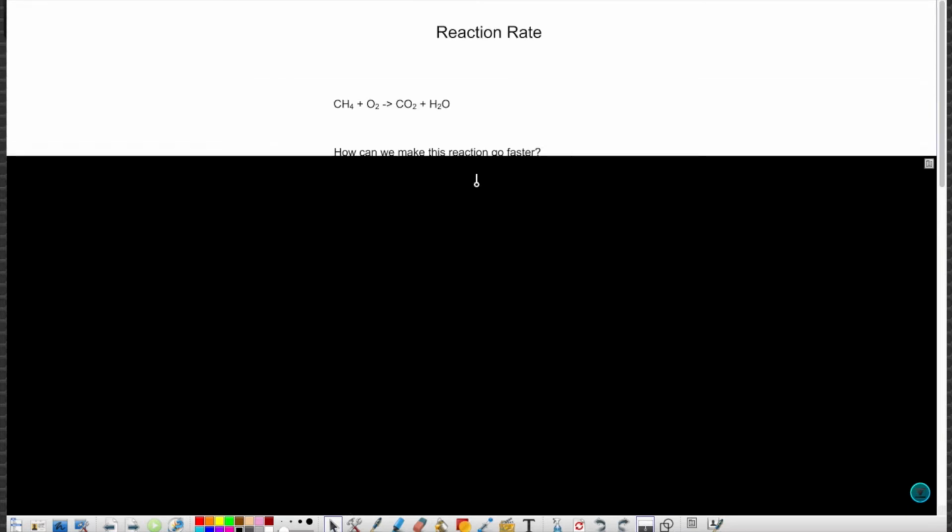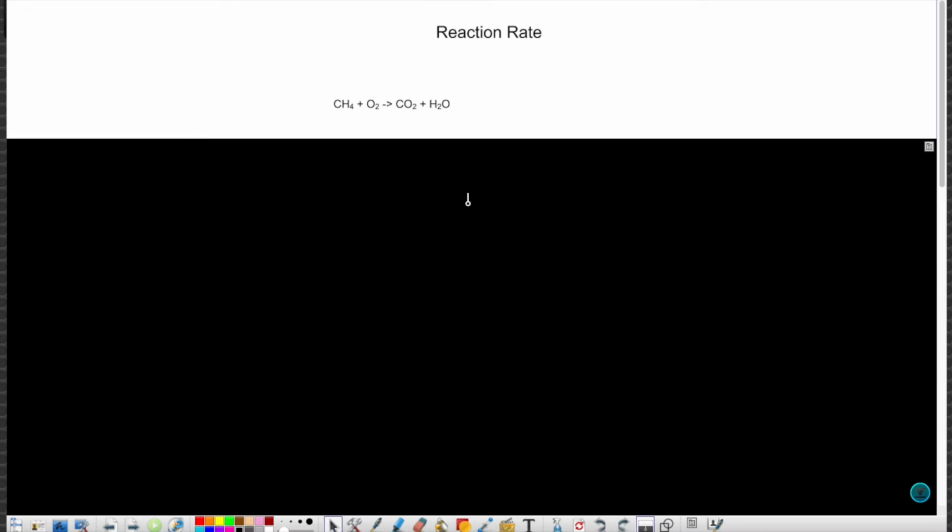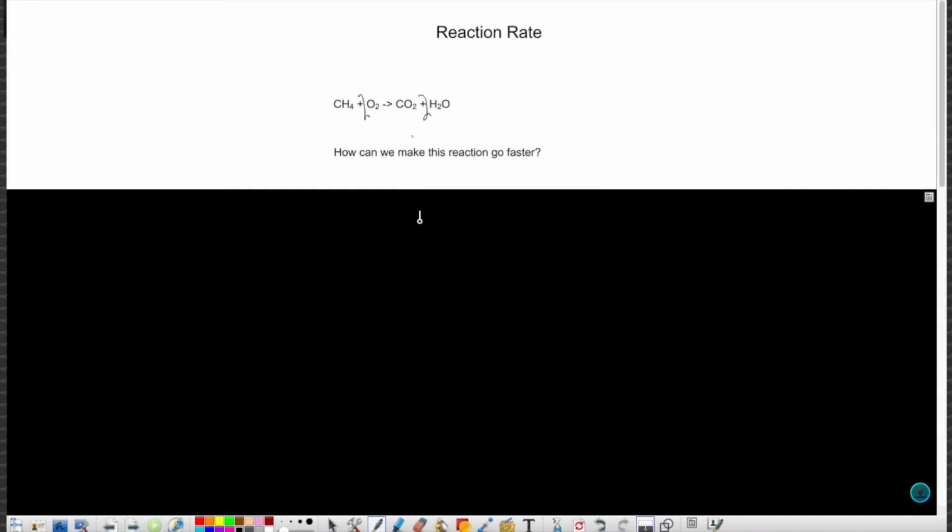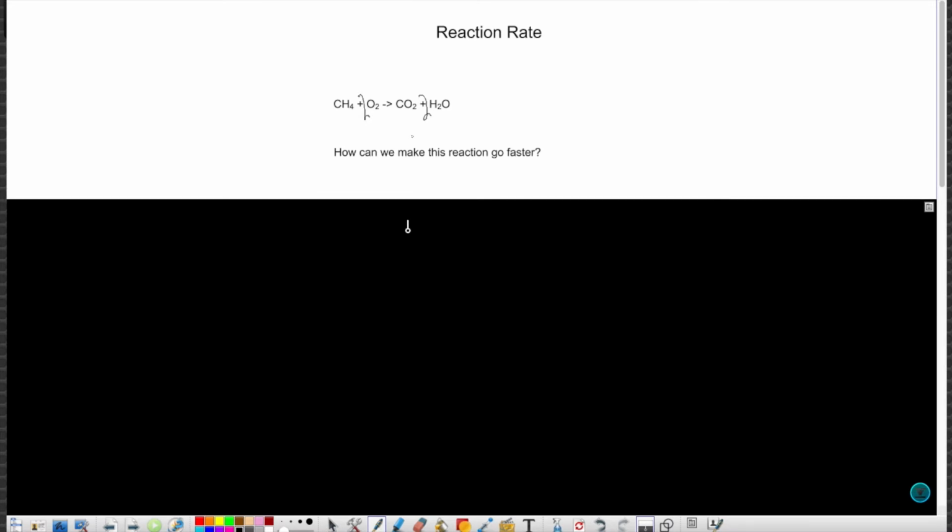So, reaction rate. Let's think about this reaction here. This is the unbalanced combustion of methane. Okay, and let's see, to balance it, we need a 2 here and a 2 here. So, in order for this reaction to happen, there needs to be some collisions, right? So my question is, how could we make this reaction go faster? And I want you to pause and think about it and see what you come up with.